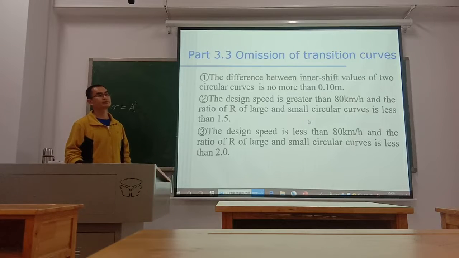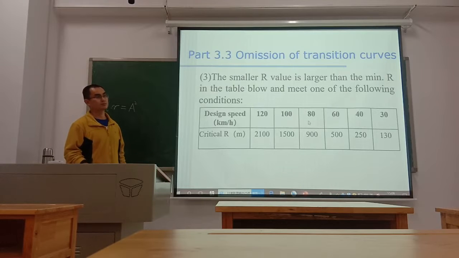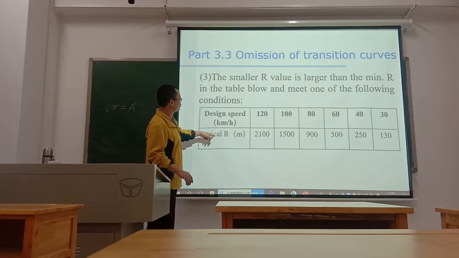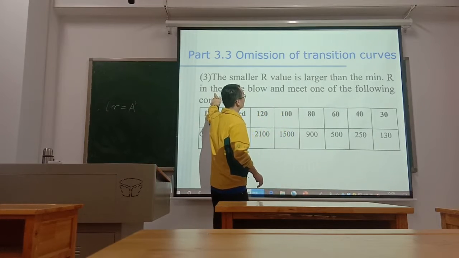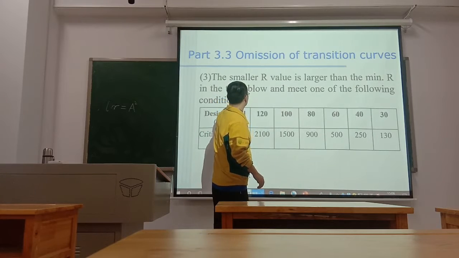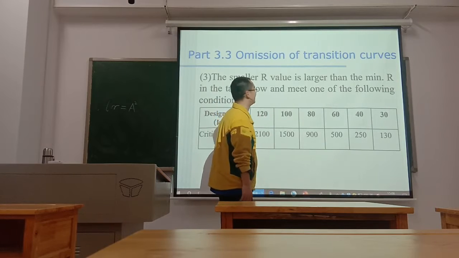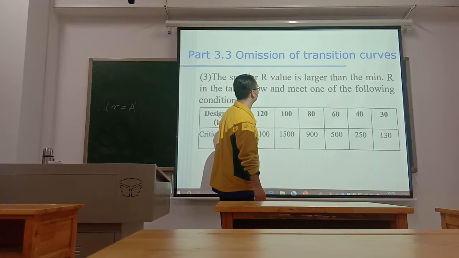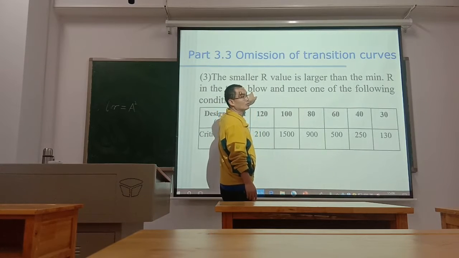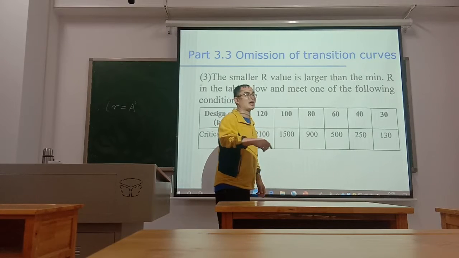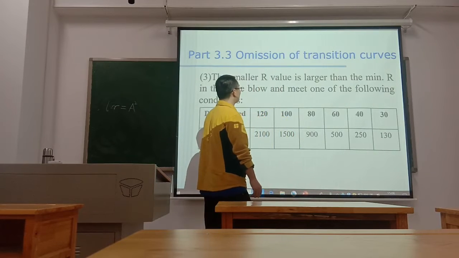Oh, right, the first one. Yes, this table. This is the critical R. The table below, B-E-L-O-W, not B-E-L-L-O-W. Below.